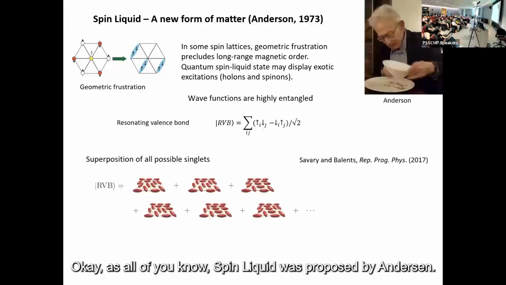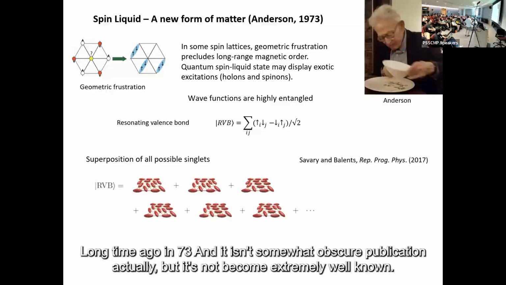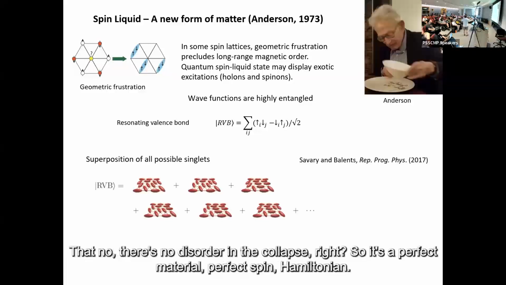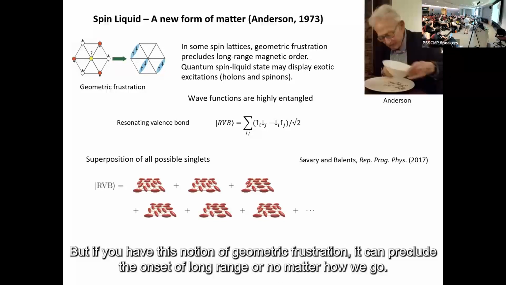Okay, as all of you know, spin liquid was proposed by Anderson a long time ago in '73 in a somewhat obscure publication, actually, but it's now become extremely well known. If you have what's called geometric frustration in a lattice, so the lattice is perfect, there's no disorder in the lattice, right? So it's a perfect material, perfect spin Hamiltonian. But if you have this notion of geometric frustration, it can preclude the onset of long-range order, no matter how low you cool.